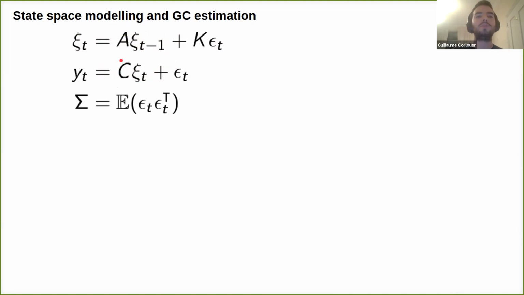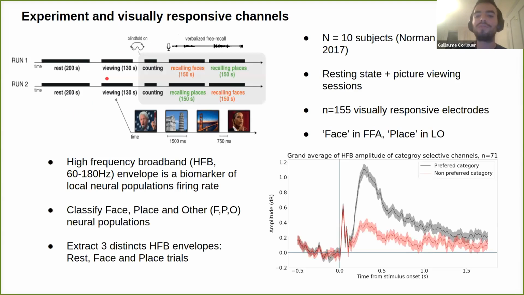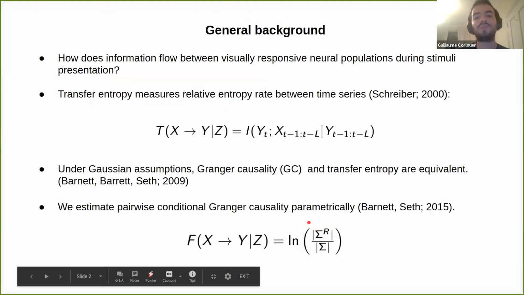The parameter A is a matrix, the transition matrix of the state equation that governs the dynamics of the sources. From estimating this parameter, you can then estimate the covariance matrices of the residual of the observation process, which allows you to compute the Granger causality, because you can write Granger causality as a log ratio of the generalized covariance matrices. Without going too much into the technical details, hopefully that gives a rough idea.